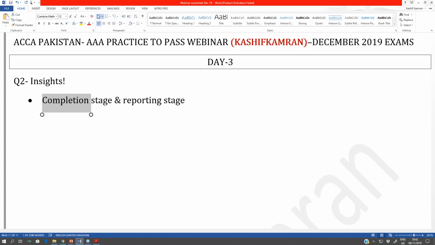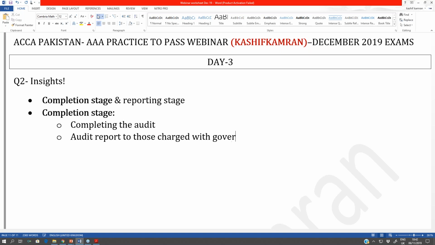If you just look at the completion stage first, the examiner has given you so much support on the completion stage. You want to be good on the completion stage? There is an article which says completing the audit. There is an article, audit report to those charged with governance. There is an article, examining evidence. There is an article, evaluation of misstatements. There are so many articles the examiner has written just on the completion stage.